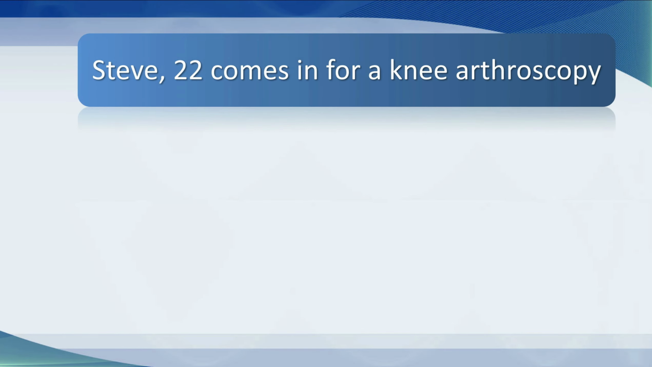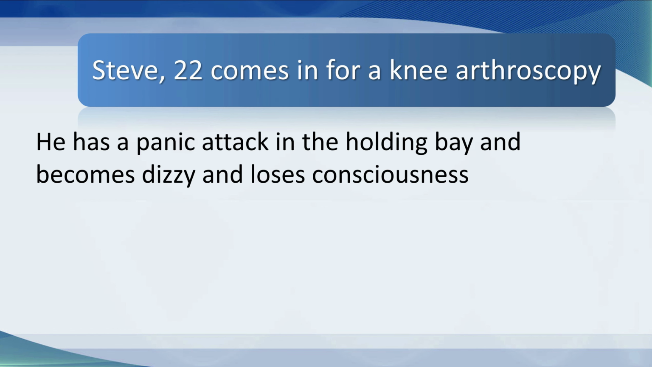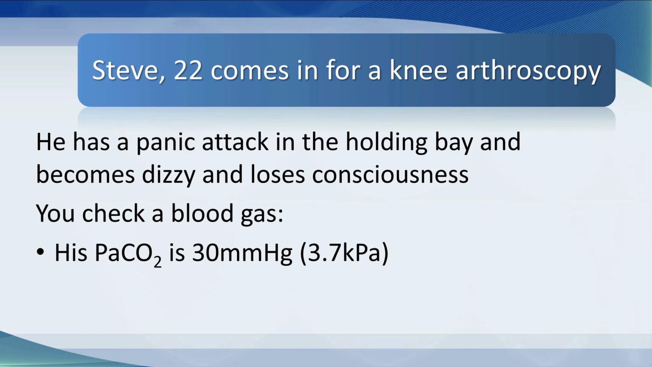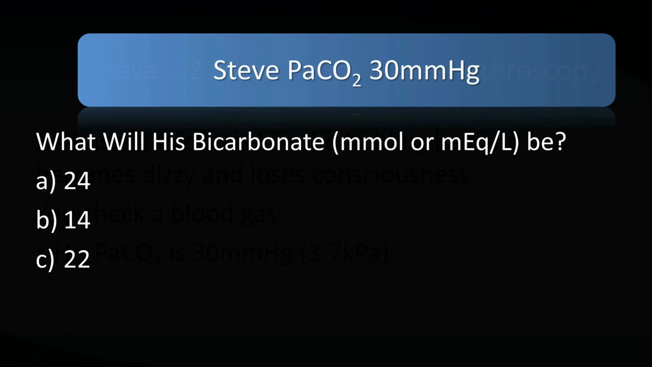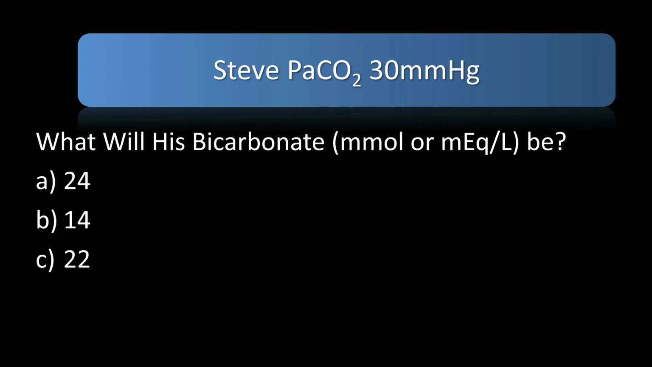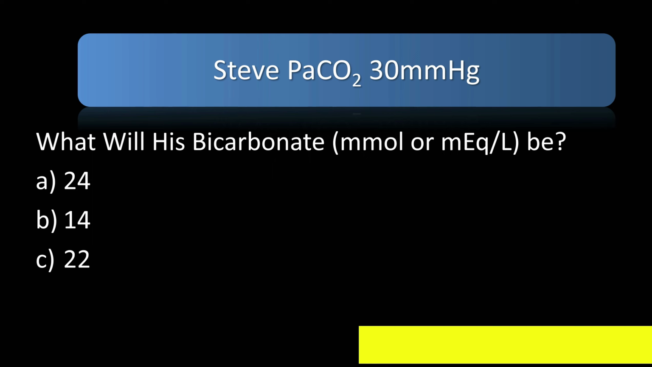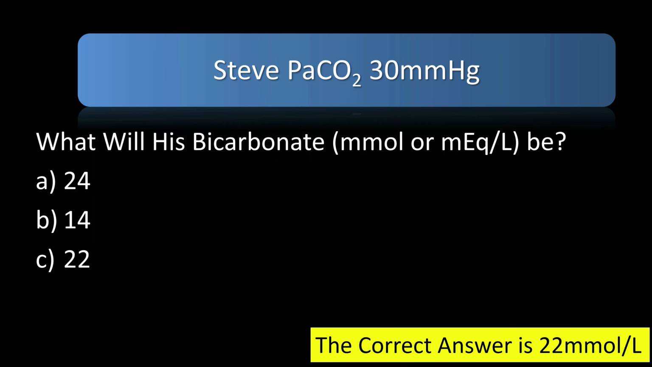Let's briefly look at acute respiratory alkalosis. Here's a scenario. Steve is 22 and he comes in for a knee arthroscopy. He has a panic attack in the holding bay and becomes dizzy and loses consciousness, and you check a blood gas. His pH is greater than 7.4 and his PCO2 is 30 millimeters of mercury, or 3.7 kilopascals. In this setting, what will his bicarbonate be in millimoles or milliequivalents per liter? Is it 24, 14, or 22? The correct answer here is 22.